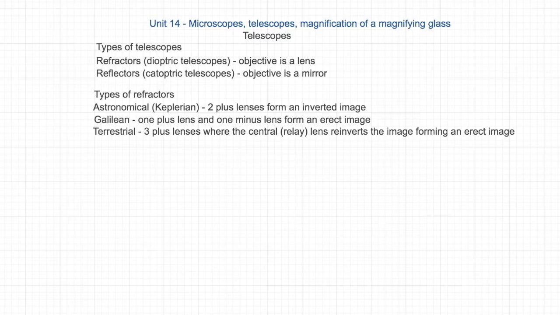There's an astronomical or Keplerian telescope, which has 2 plus lenses, and they will form an inverted image. There's a Galilean telescope, which has a 1 plus lens as the objective and a 1 minus lens as the eyepiece, and that forms an erect image. And there's a terrestrial telescope that has 3 plus lenses, where the central lens, called the relay lens, re-inverts the image, and we get an erect image for that type of telescope.